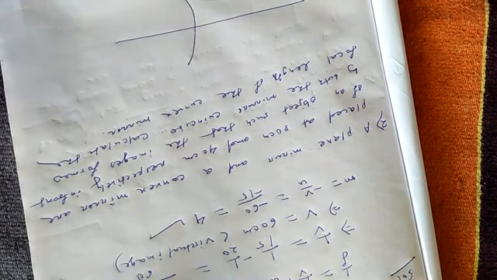Now we'll apply the mirror formula. v is equal to 20 centimeter and u is equal to minus 40 centimeter. So put in the mirror formula, 1 by f is equal to 1 by v plus 1 by u. We'll get 1 by 20 minus 1 by 40, which is equal to 2 minus 1 by 40, that is 1 by 40. So we'll get f is equal to 40 centimeter.